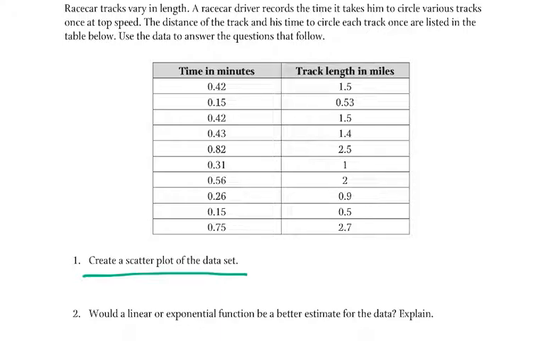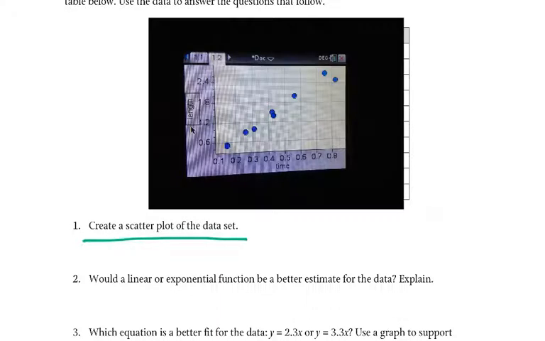So once again, we want to use our calculators, right? So we want to go to New Documents, add a list and spreadsheets, and then we're going to call one time and track length, and then we're going to type them in, so I'll do that. So here's our scatter plot on the calculator.